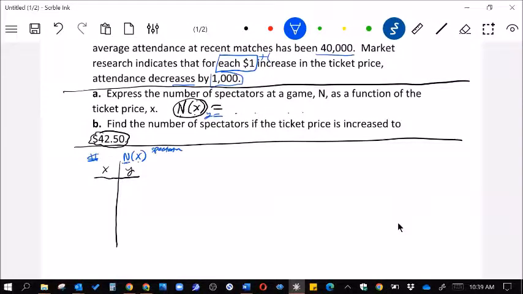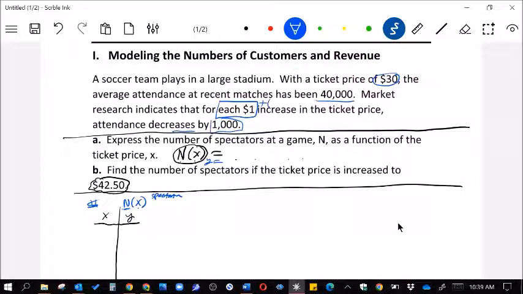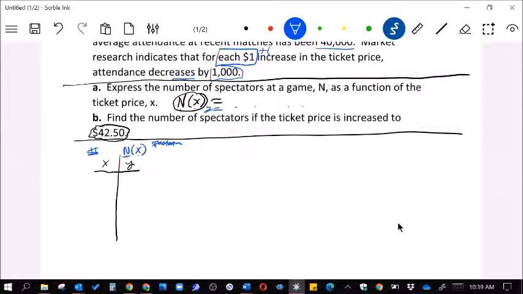So what we know, let's say $30, and it goes up for every dollar. It also goes down. I'm going to put $30 here, and at $30, we know that it's 40,000 people. Well, if it's $31, then it's going to be 39,000. It's 1,000 less. If it's $32, 38,000 less. All right, if we go down now from 30 to 29, that means we would probably be adding one more. So as the ticket price goes down, the number of spectators may be going up.